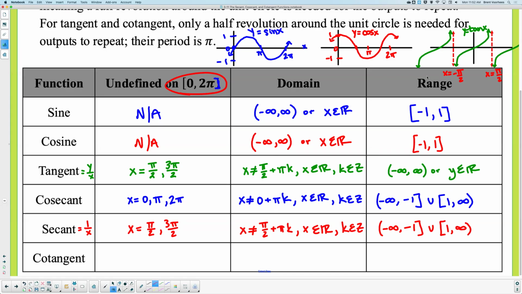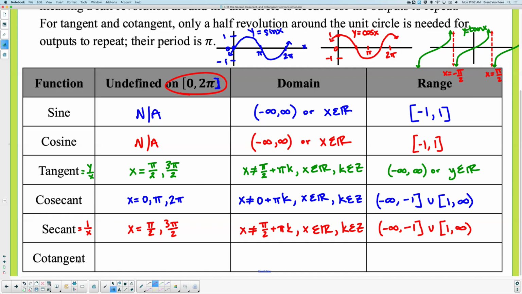Finally, cotangent. Once again, cotangent is 1 divided by tangent, which means anytime we hit the midline here, anytime we hit the origin, we have issues. So our asymptotes for cotangent are going to be different. The asymptotes will occur when tangent is 0. So that's where those occur.